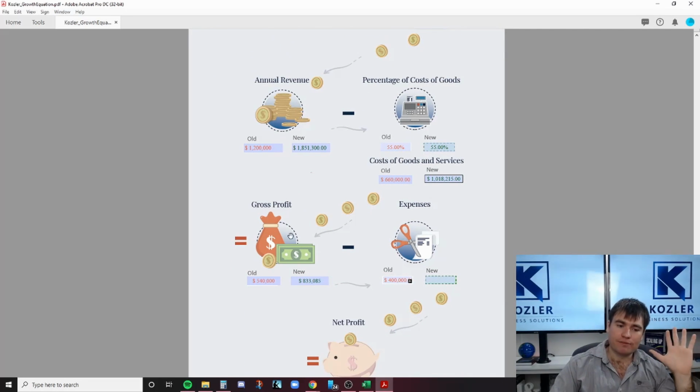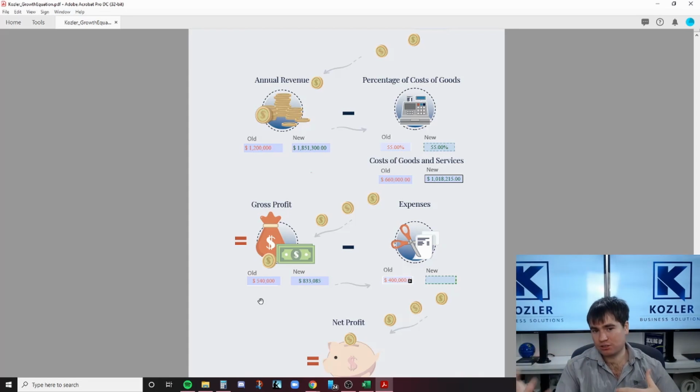And so for this business, we go down into gross profit. Just by making these few little changes, without changing cost of goods sold at all, keeping it exactly the same, we've increased the gross profit of this business by $540,000 to $833,000.